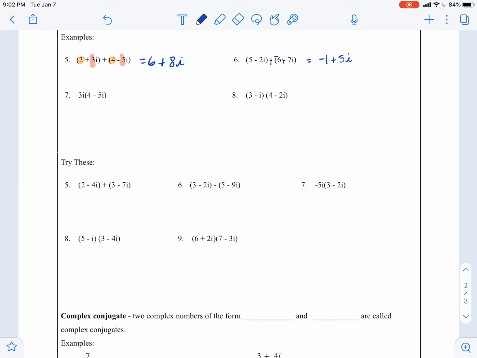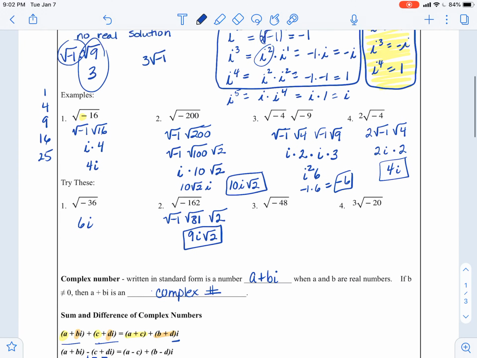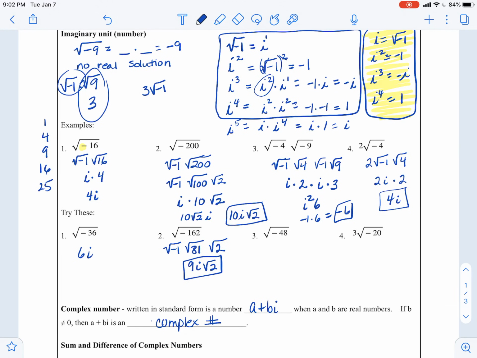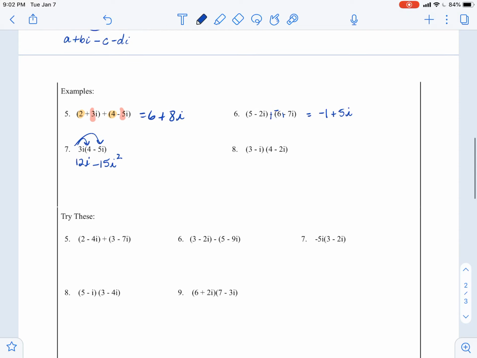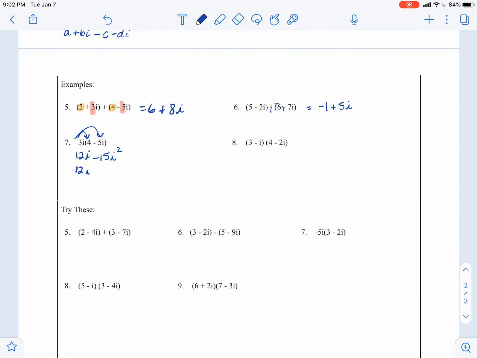When we're doing multiplication, same thing. Distributive property, FOIL, all that takes place. So I'm just going to distribute 12i. I'm going to distribute negative 15i squared. Here's where the difference comes in from complex numbers and if I just had an x squared. Because of that chart we had earlier, I know that i squared is a negative 1. So anytime you have anything above an i, it can be simplified down. So this is 12i minus 15 times a negative 1, which is 12i plus 15.